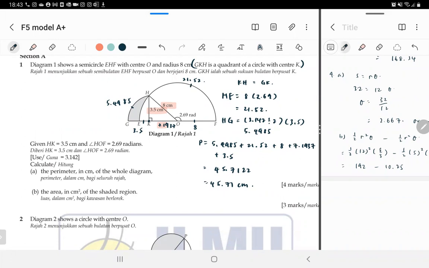Three point five because of this one, the radius KH here, and also the GK here. It is a quadrant, so it is part of a circle. So this is radius and radius. If KH is 3.5, then here will be 3.5 also. The 3.5 refers to GK.